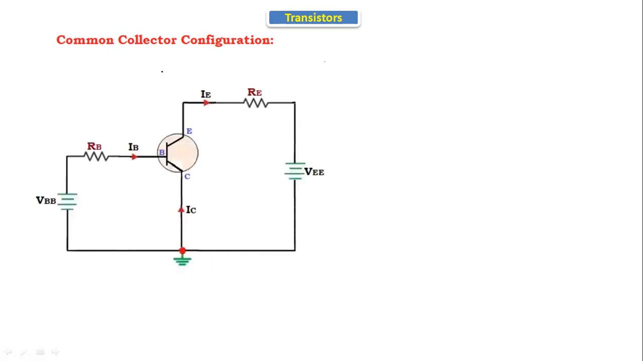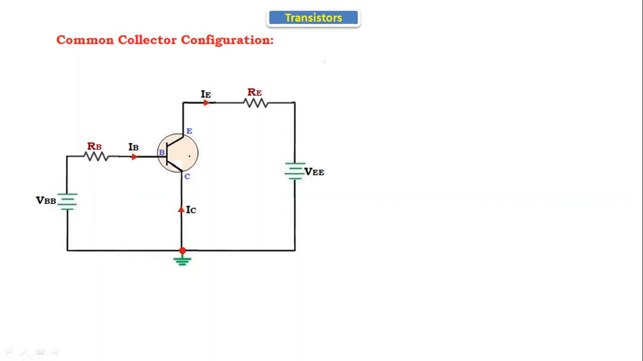Now let's see the circuit diagram of the common collector configuration. This is the circuit diagram. In this, the collector is connected to ground. In the transistor, there are three terminals: emitter, base, and collector. In this transistor, the collector is connected to ground. That's why it is called a common collector configuration. In this, the collector is common to the base and the emitter terminal.